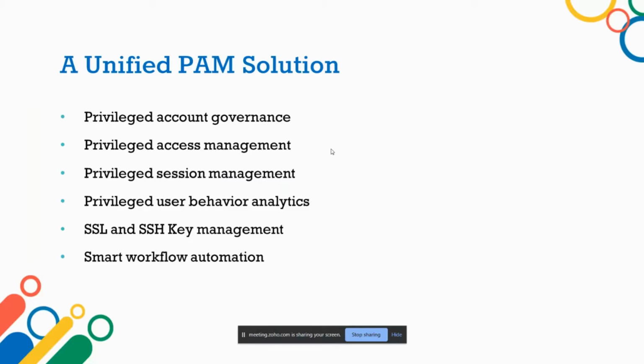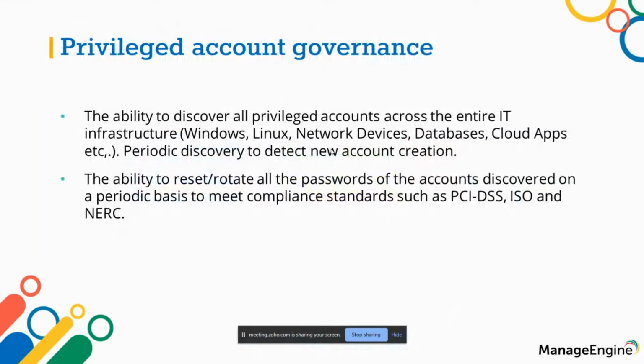The product comes with 6 different modules focusing on various areas of IT security and privileged access management. The first module is privileged account governance. Under this module, you basically get the ability to discover all kinds of endpoints that are present in your IT infrastructure, including Windows machines, Linux machines, network devices, databases, or even cloud applications and their privileged accounts. The purpose of this feature is to allow your IT administrators to consolidate all of the privileged accounts that are scattered across the IT infrastructure and take action against those accounts.